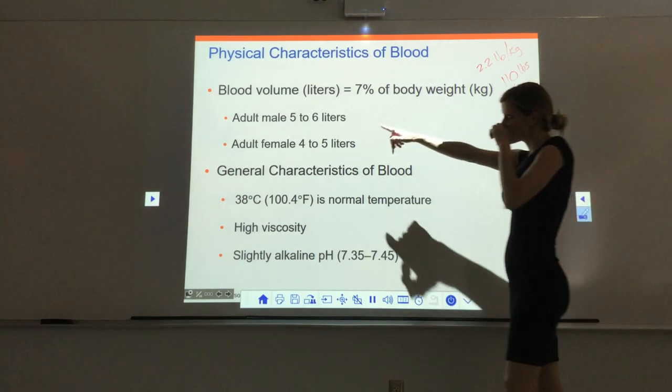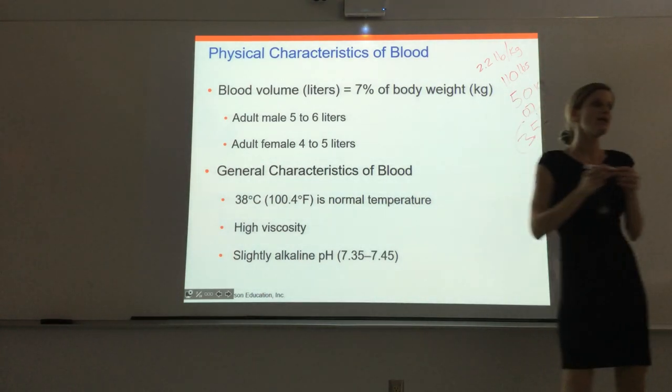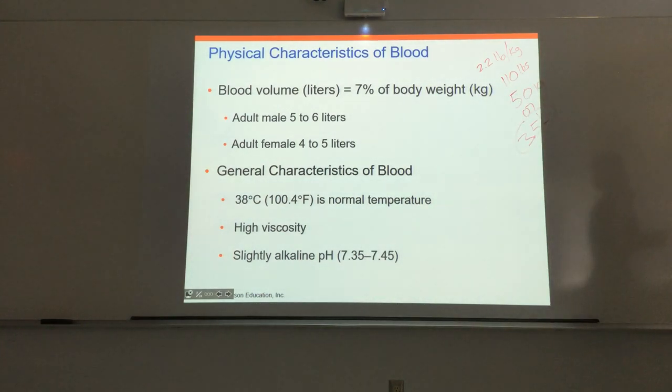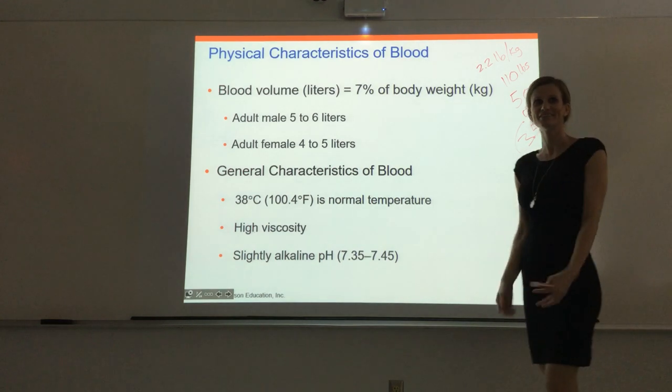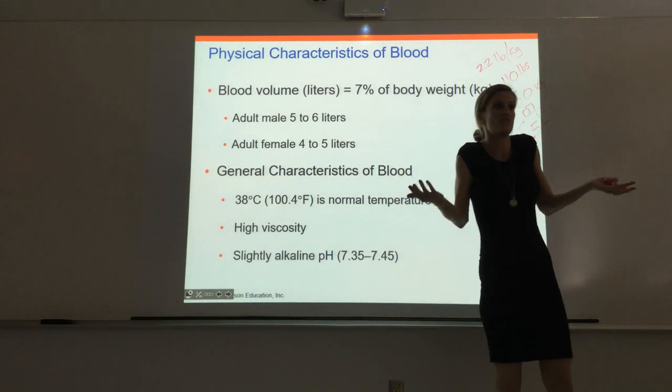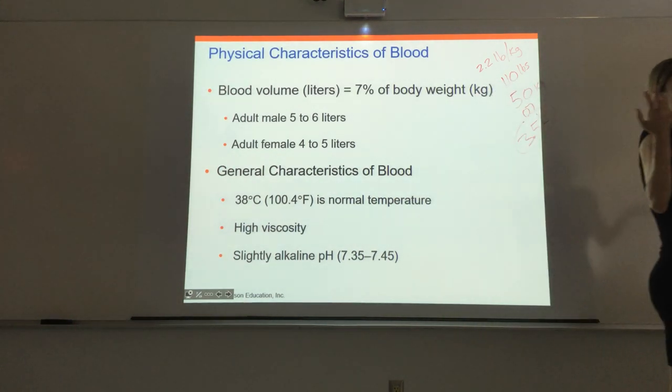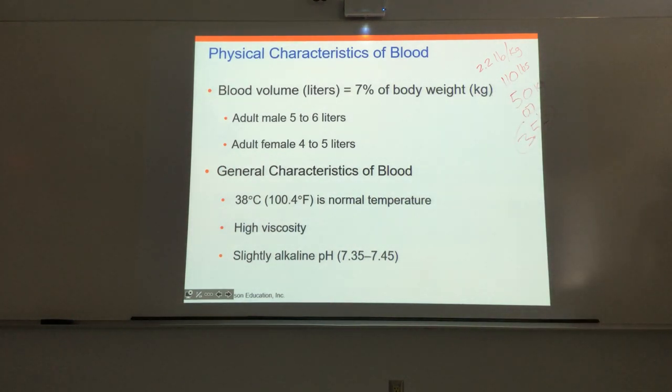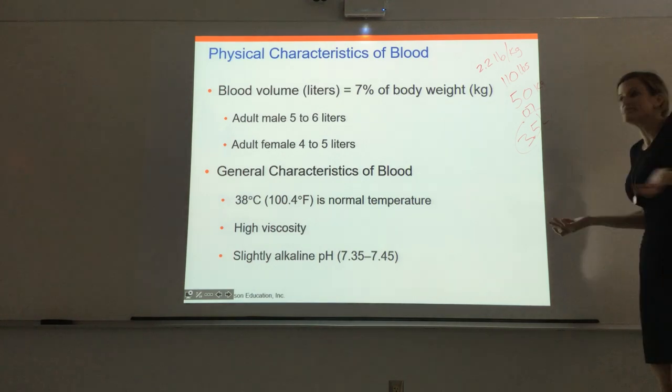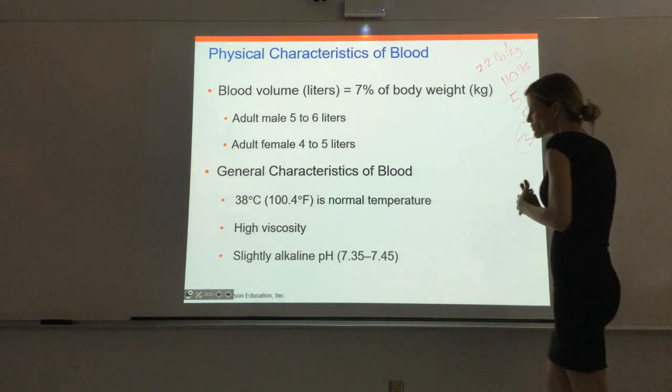Here you see the average adult male has between 5 and 6 liters of blood. The average adult female has between 4 and 5. Why do males have more? They're bigger. Right? Like the average male weighs more than the average female. Bigger body, more blood volume. Later we'll talk about like the percentage of red blood cells and stuff. That's different. But just overall blood volume, men are bigger, men tend to have more blood.